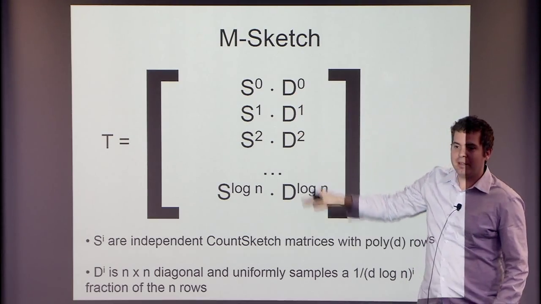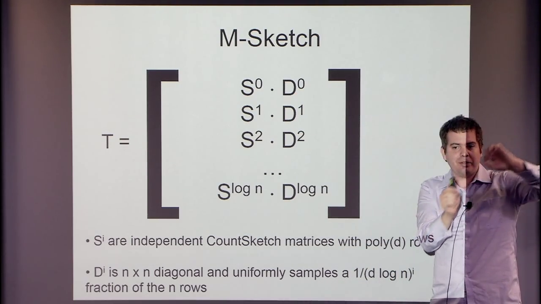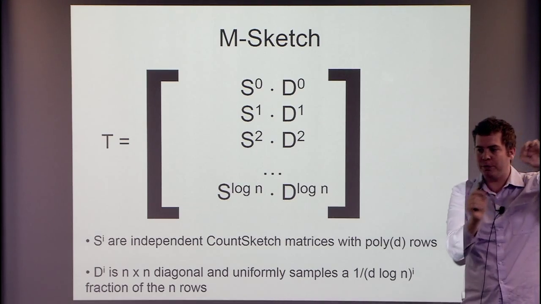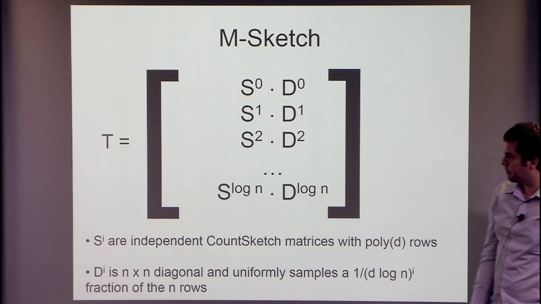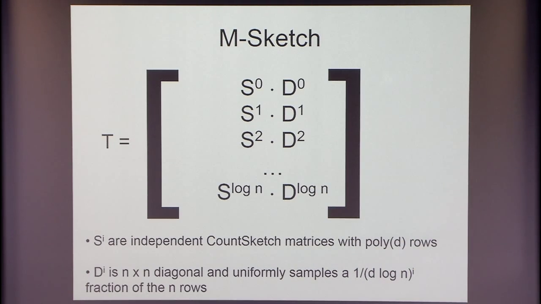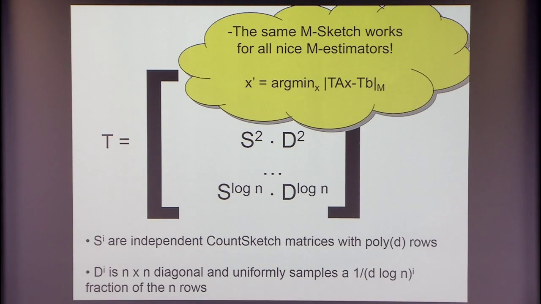Then D1 is the identity, but I zeroed out all but a 1 over d fraction of the ones, and I continue this process to get D2, D3, etc. And this is the whole sketch, which doesn't depend on your matrix A. So let's call this sketch T. You just compute T times A and T times B, and you solve the regression problem.